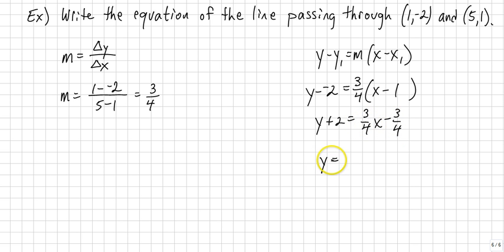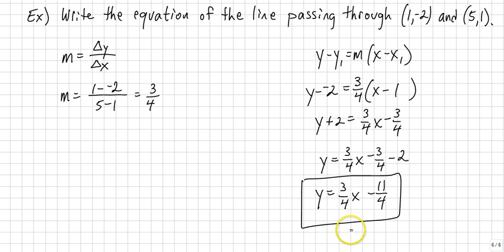We typically like to solve for y. That way, if we wanted to, we could graph it. And in this case, I think we get -11/4. So if we wanted to graph it, the slope would be 3/4 and the y-intercept would be at -11/4. So the little formula to find slope comes in handy here. That way we can find the slope between these 2 points and plug it into point slope form. So here's the equation of that particular line that passes through those 2 points.